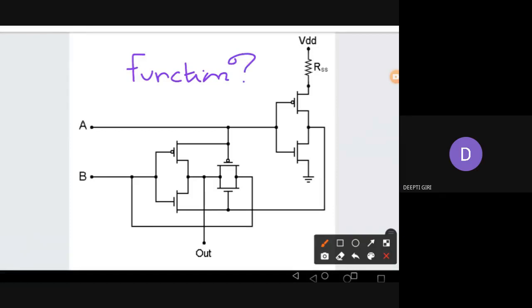So here I have given you six transistors. Among them, there are three PMOS and three NMOS, and there are two inputs A and B, right? So you have to find what function the circuit is implementing, and the output is taken from the point in between this point. So for this type of question, there are two ways of doing it.